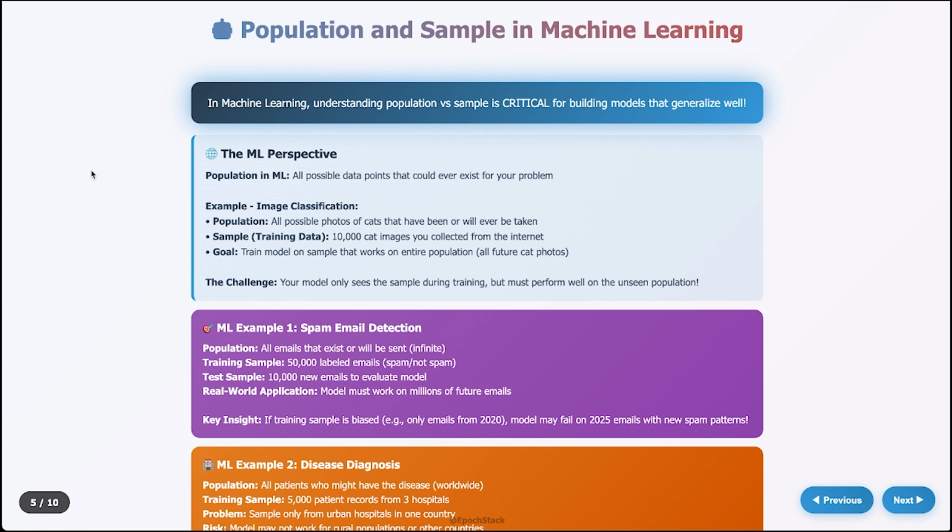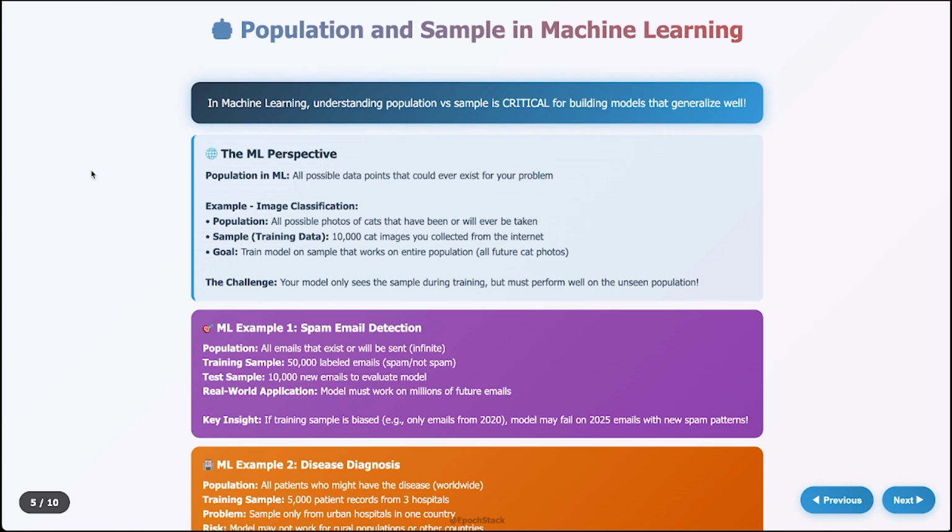Population in machine learning is all the possible data points that exist for your problem, that exist till now. We will see one example of image classification. Suppose you have to train a machine learning model so that if you give it a photo of a certain species of cat, it can predict what species of cat it is, and give more info about that cat.